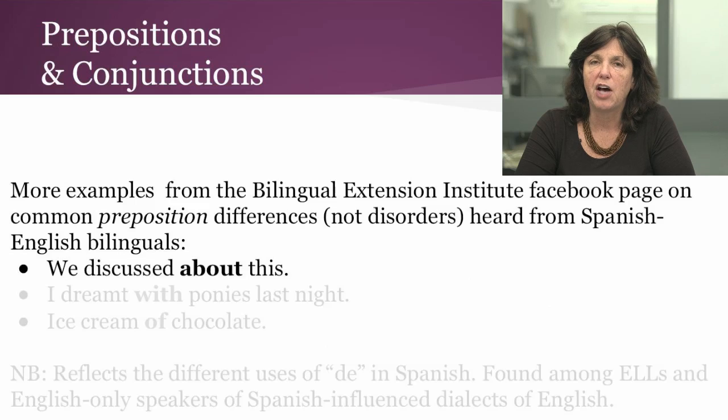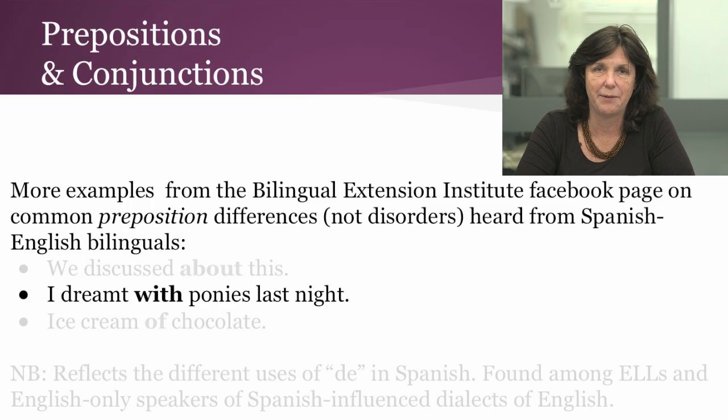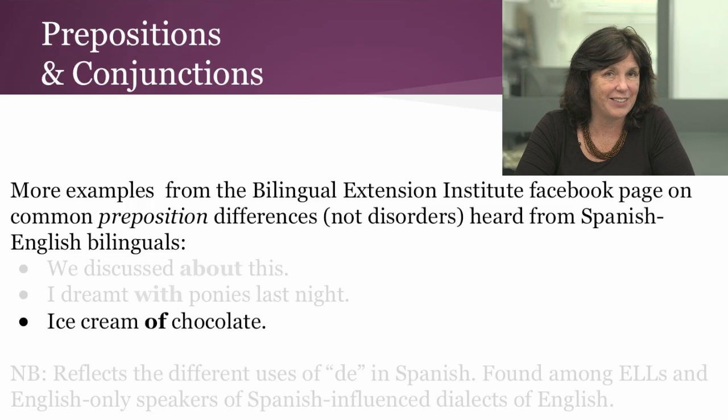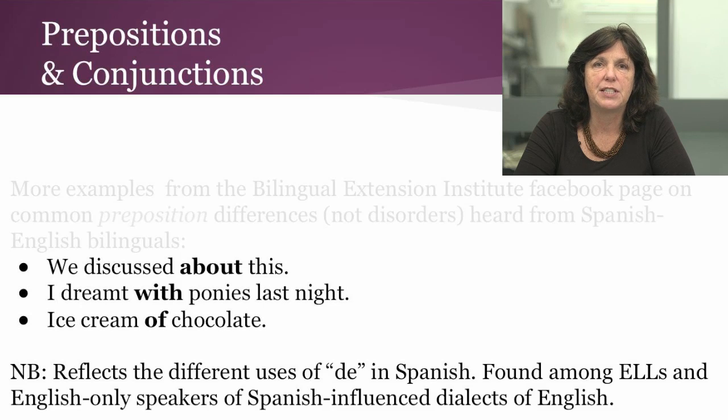Here are some more examples of common preposition differences heard in Spanish-English bilinguals from the Bilingual Extension Institute Facebook page. These are real-world examples from clinicians practicing in the field with culturally and linguistically diverse populations. Here are the examples. "I dreamt with ponies last night." "Ice cream of chocolate." These preposition differences reflect the different uses of de in Spanish. Remember, these features can be found in both ELLs and English-only speakers of Spanish-influenced dialects of English.